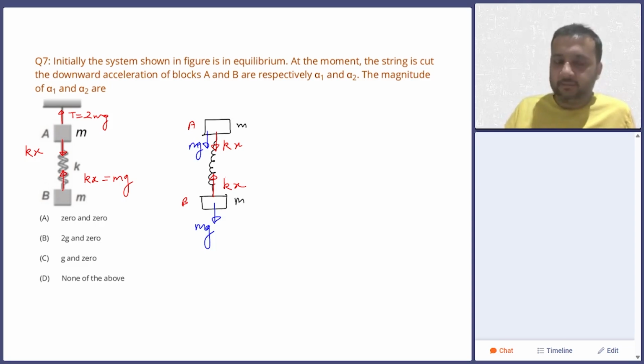You should understand that since kx is equal to mg, on block B there is an equilibrium situation. So we can say that the acceleration of block B will be 0. But on block A, both the forces are acting in the downward direction. So if you find the acceleration of block A in the downward direction, that is equal to net force, which is kx plus mg, upon mass.